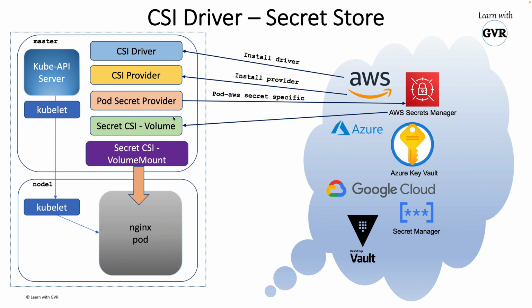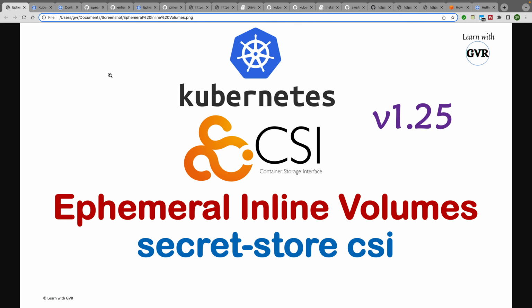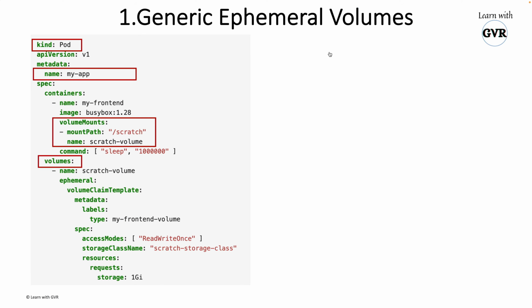I hope this gives the picture. So let's try to understand more about this. And of course this communication is gRPC based. Today's topic is ephemeral inline volumes. These ephemeral volumes have been there for 2 years. CSI ephemeral volumes and generic ephemeral volumes, these are the two types. The first one is generic ephemeral volumes.